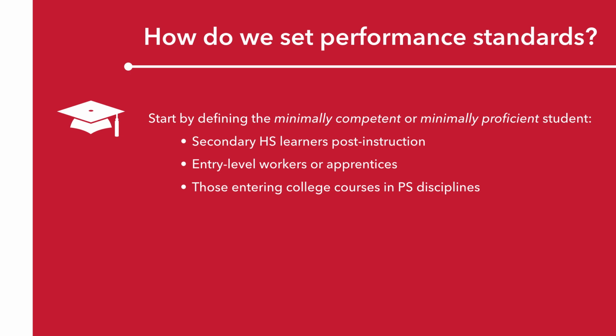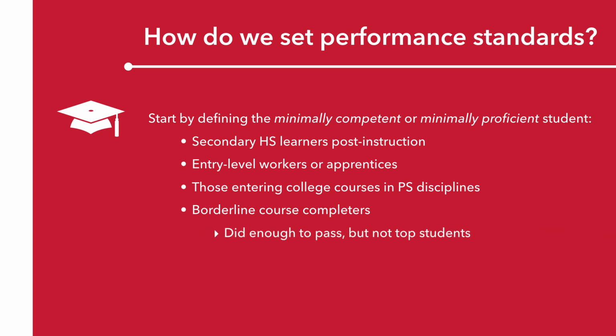These students are borderline course completers that subject matter experts worked with. They are the students that have done enough to pass, but they're not the top students or high performers. You can think of the minimally competent students as your C- students. We will discuss this concept in greater detail at the beginning of the validation and standard setting workshop that you are attending.